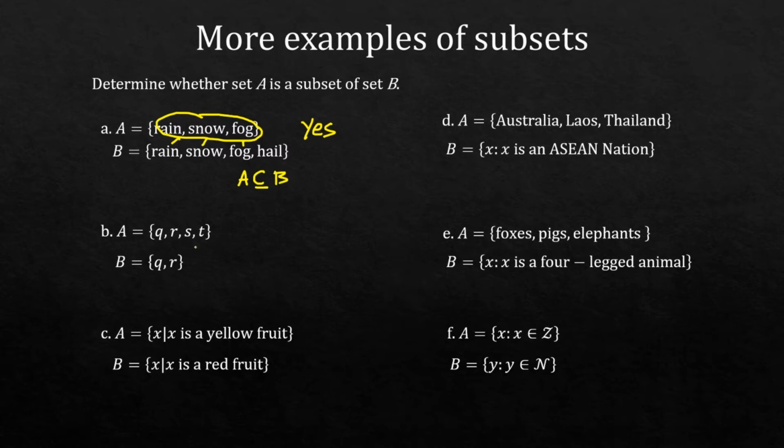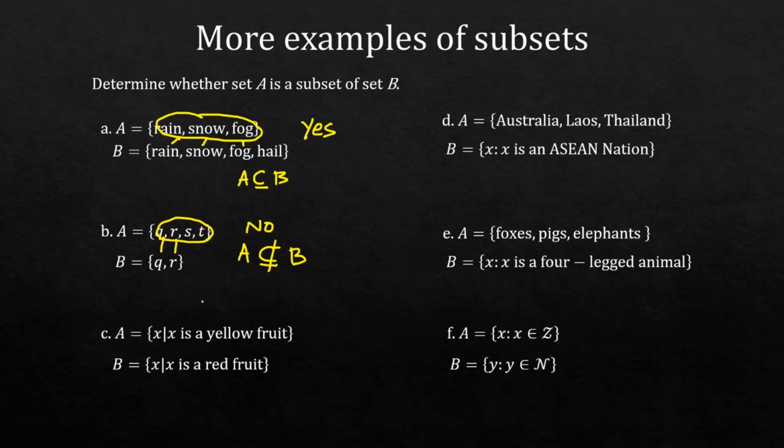How about this one? Is A a subset of B? Are all of these elements inside B? No, there are two not inside B. So in this case, we write no. So A is not a subset, sub being smaller. Think of sub being smaller. A is not a subset of B.